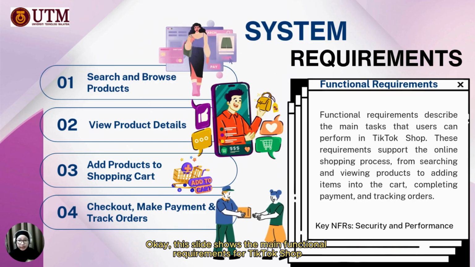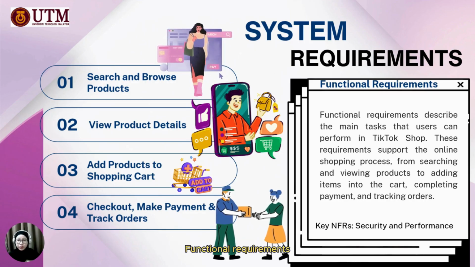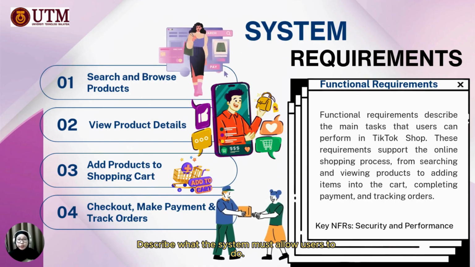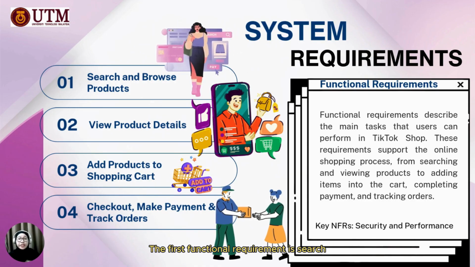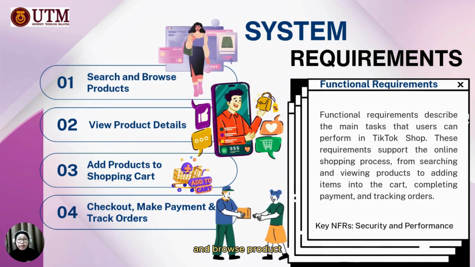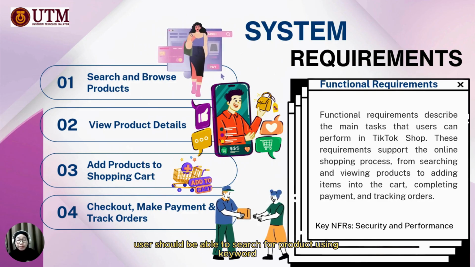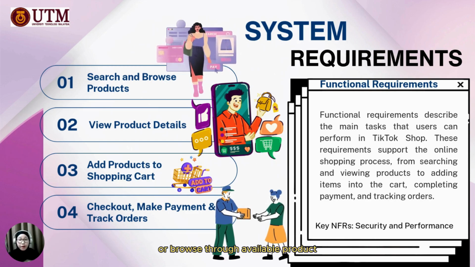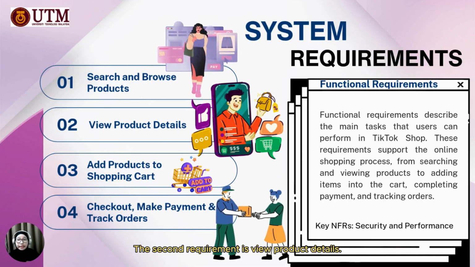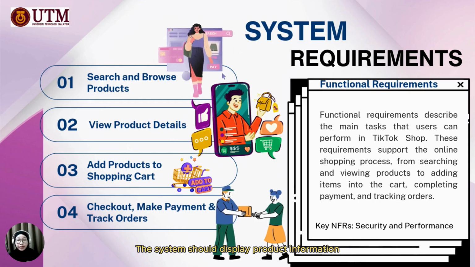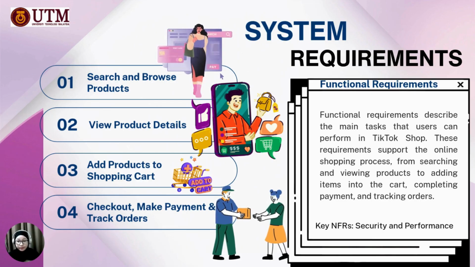Okay, this slide shows the main functional requirement for TikTok Shop. Functional requirement describe what the system must allow user to do. The first functional requirement is search and browse product. User should be able to search for product using keyword or browse through available product. The second requirement is view product details. The system should display product information such as product name, price, description, rating, review, and seller information.